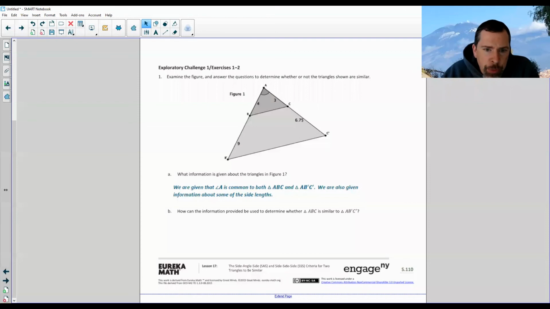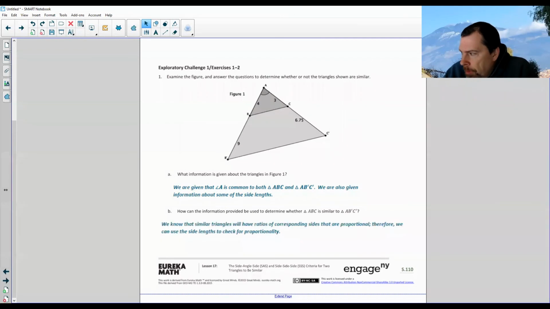So putting that into words, we're given that angle A is common to both triangles. So therefore A is congruent to itself by the reflexive property. And we are also given information about some of the side lengths, and that's it. B says, how can the information provided be used to determine whether triangle ABC is similar to triangle A prime, B prime, C prime? So we know that similar triangles will have ratios of corresponding sides that are proportional. Therefore, we can use the side lengths to check for proportionality.